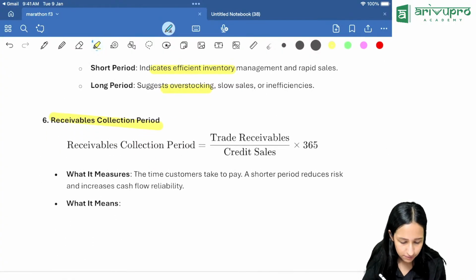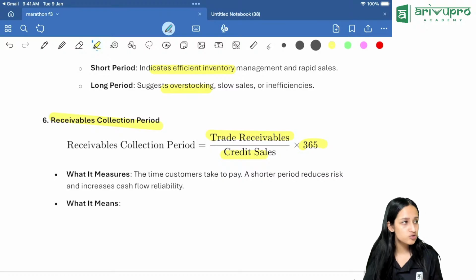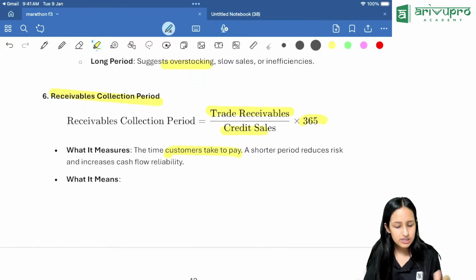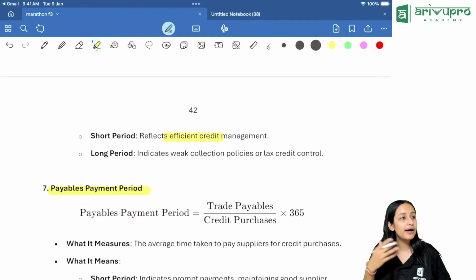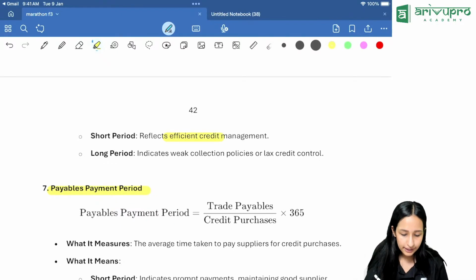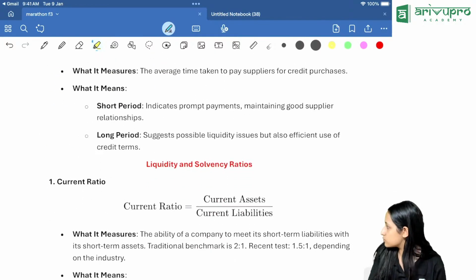Receivables period, trade receivables by credit sales into 365. What does this mean? How much time does a customer take to pay? If it's a short period, it's good. We're managing the credit well. If it's a long period, that means it is weak collection policies. We need to do something about it.